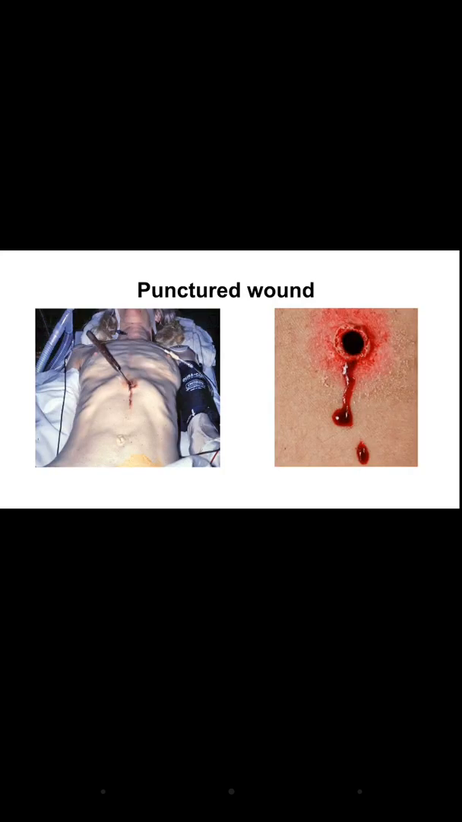This image is showing punctured wound. In the first image, you can see this is a stab wound. It is caused by a pointed or sharp object, for example, a knife. The wound is very deep and narrow, and there is increased risk of infection because it is deep. In the second image, you can see a punctured wound which is caused by a bullet.